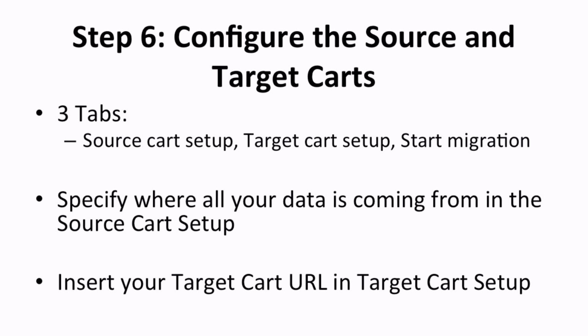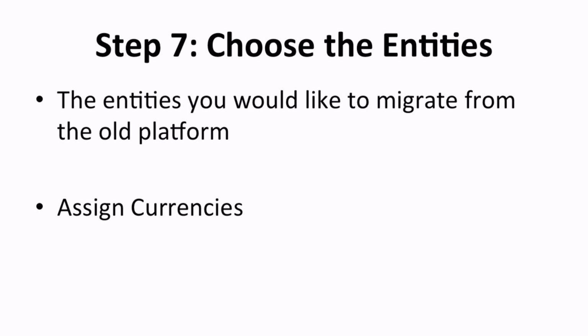So copy and paste the new URL link to your Shopify store. Follow the next steps and then click on Start Migration. And then you will get to choose the entities that you would like to migrate from the old platform, such as product details, manufacturers, customer information, orders, and so on. Click on the entities you wish to migrate.